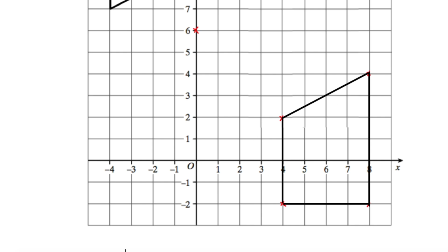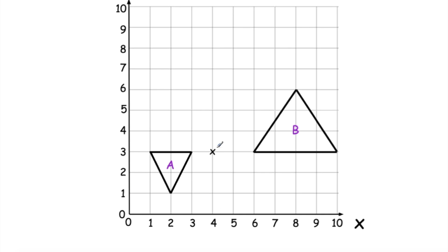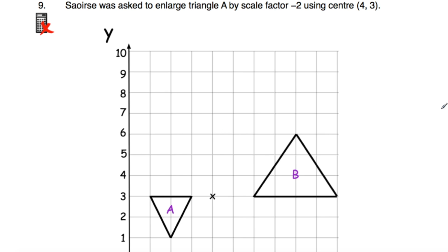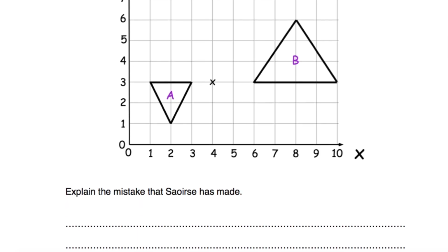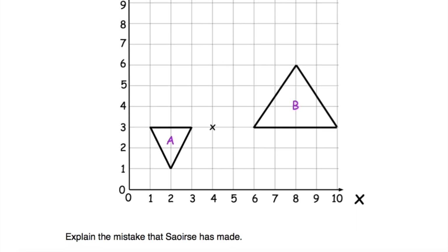Okay, let's have a look at our next question, question number 9. So question number 9 says, Saoirse was asked to enlarge triangle A, so this triangle A, by scale factor -2 using centre 4, 3. So centre 4, 3, yeah, that's right, and scale factor -2. And then the question says, explain the mistake that Saoirse has made. So Saoirse has made a mistake. We need to find what mistake Saoirse has made.